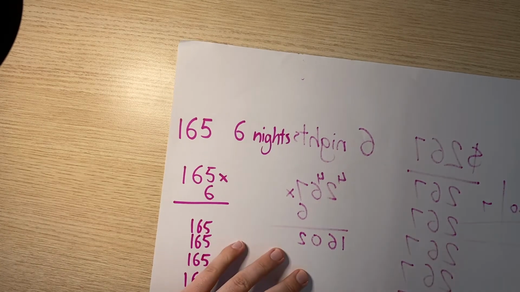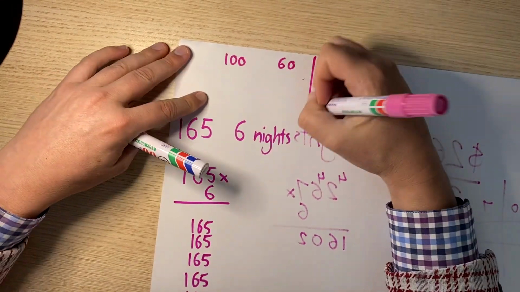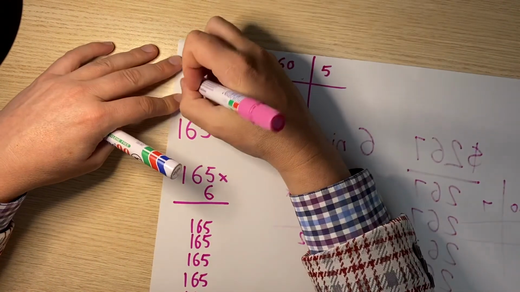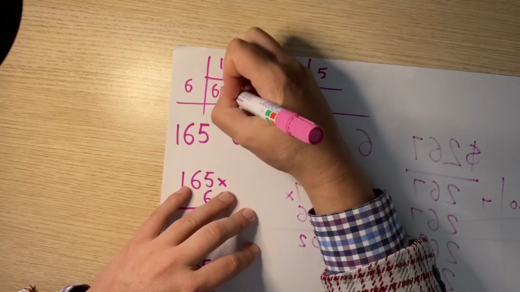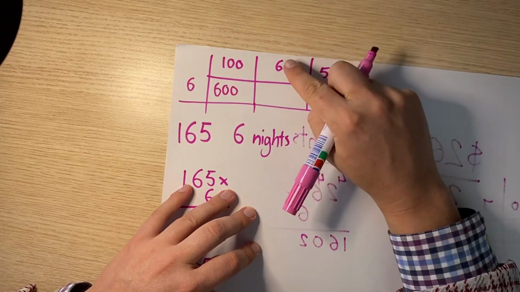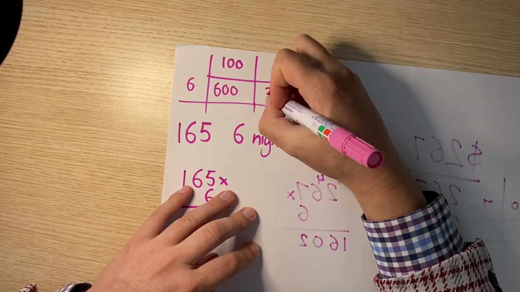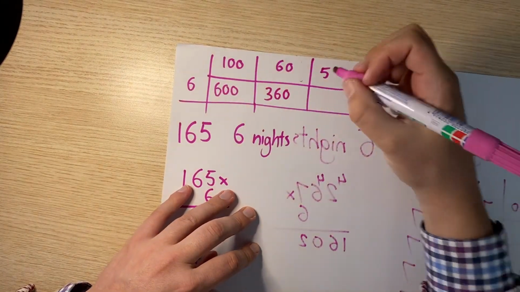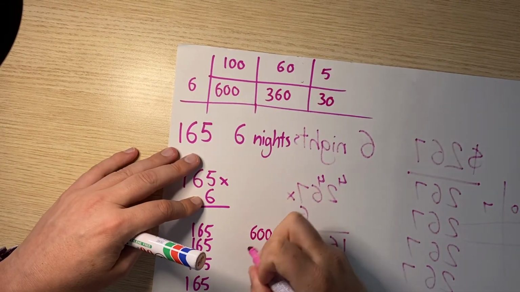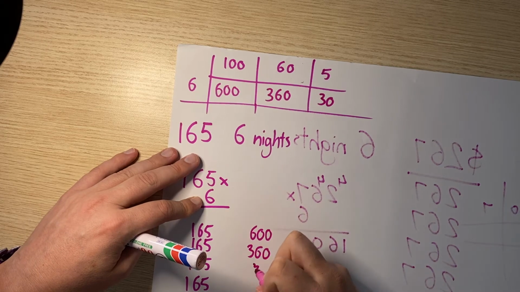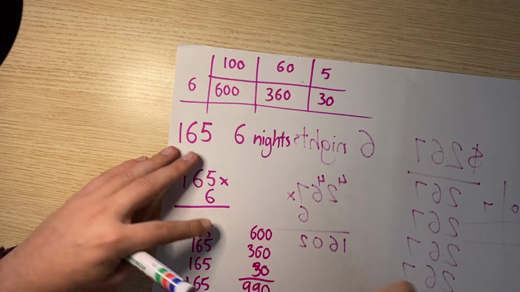We could do the area model. We could break it into 100, 60, and 5, like that. 6 times 100 is 600. 6 times 60, well, 6 times 6 is 36, so 6 times 60 is 360. 6 times 5 is 30, and now we just have to add them together. 600, 360, and 30. 0, 9, and 9.